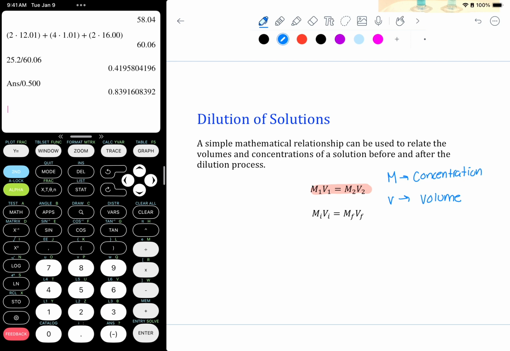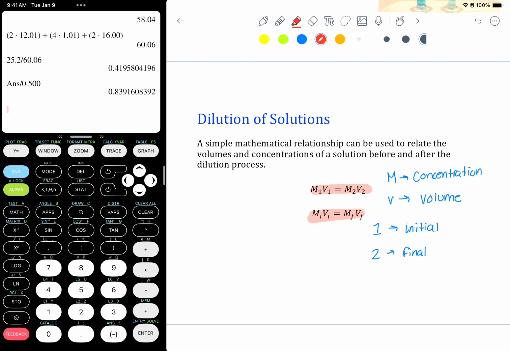So the number 1 that you see is our initial, and 2 is going to be our final. The initial values before we diluted and the final values after we diluted. So another way that we can express our M1V1 equals M2V2 expression is by writing it as MIVI equals MFVF, where I and F stand for initial and final.